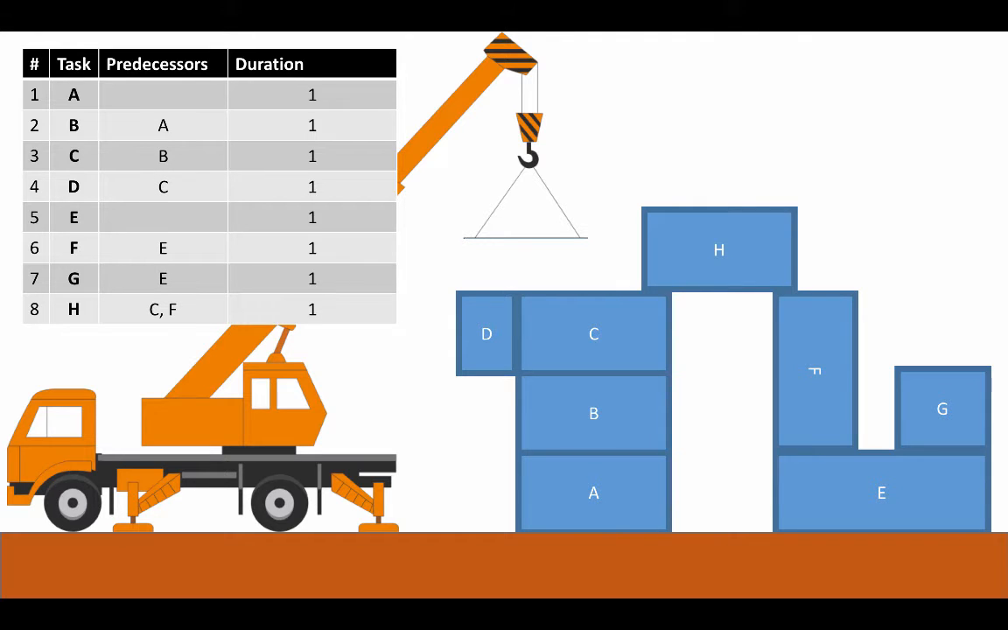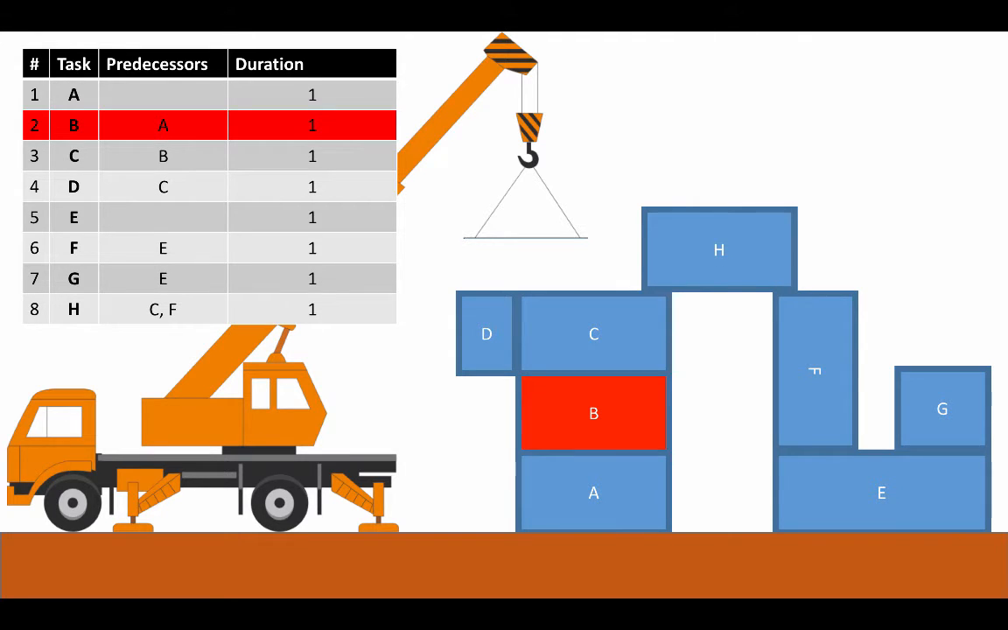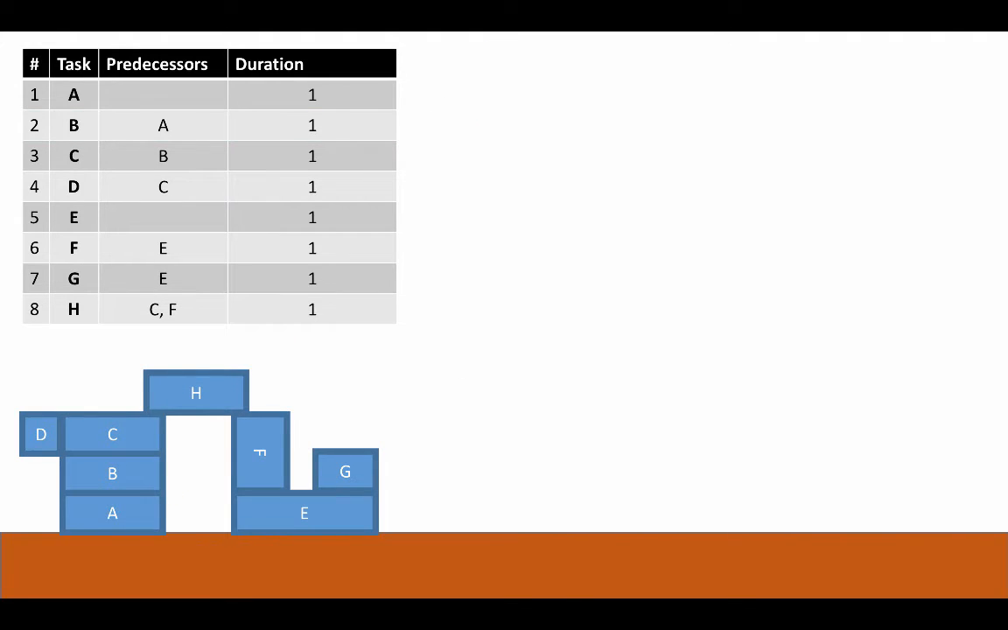As you go through here, let's look at one in particular. In order to get block B placed, block A has to be put in position first. So that's why we have A listed as a predecessor of B. As you walk through the rest of your chart here, you'll see that most of these things have got a single predecessor except for H, which requires both C and F to be done. Once we have all of these done, we can start building out our next chart.